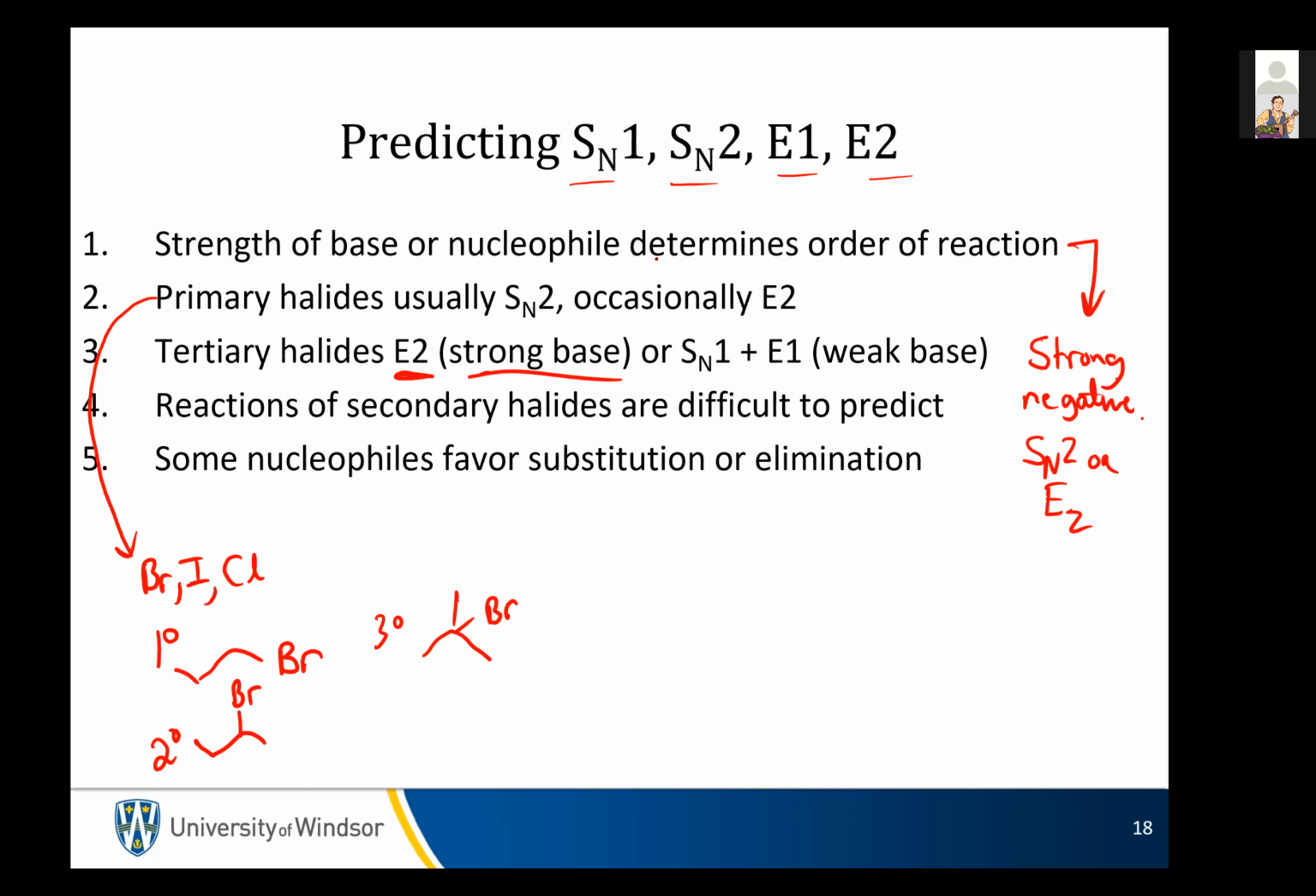Point 4, reactions of secondary halides are difficult to predict because they could do any of these. And so we have to really look at all the other finer things. And point 5, some nucleophiles favor substitution or elimination. We're going to discuss a small list of those a little bit later in today's lecture. What we're often going to be doing, and one of the things to constantly think about, is we have kinetics, we have thermodynamics playing into this.